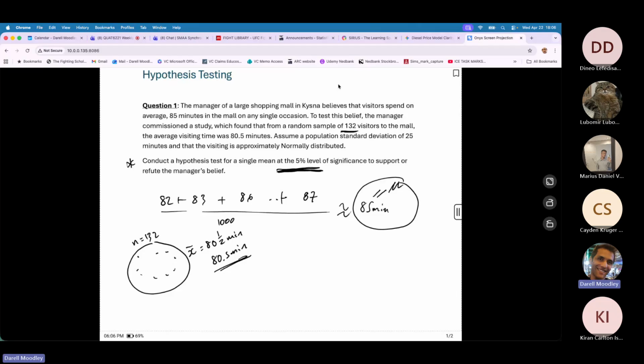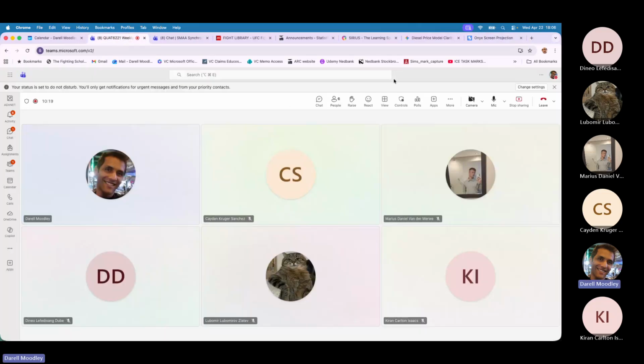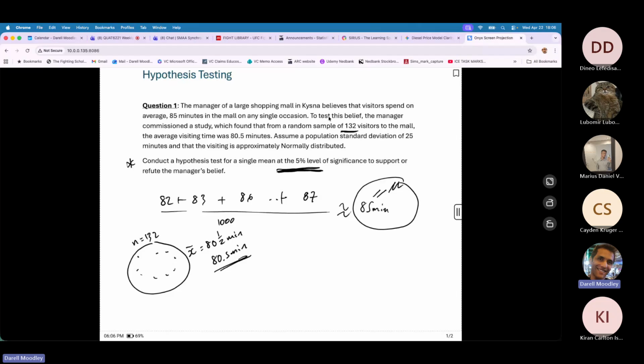All right, so let me just go back to the chat and see if there's any questions. Okay, so that's the idea behind hypothesis testing. And I'll show you now how to actually conduct a hypothesis test to answer this question. All right, so let me clear this board.